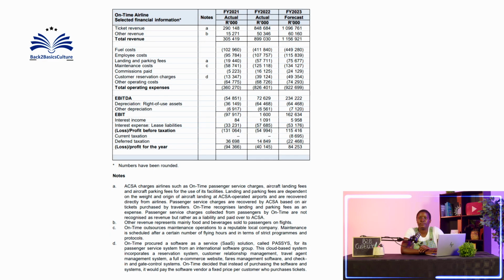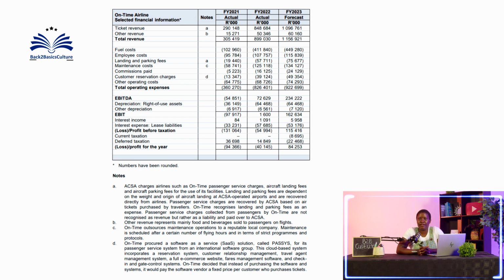Okay, so let's have a look at paragraph B there, what that relates to. So paragraph B relates to other revenue. Other revenue represents mainly food and beverages that are sold on flights. Okay, that makes sense, right? Then let's have a look here at what paragraph C is speaking to. On Time outsources maintenance operations to a reputable local company. We know that why? Because they mentioned it on the very first page, so we can make that link.